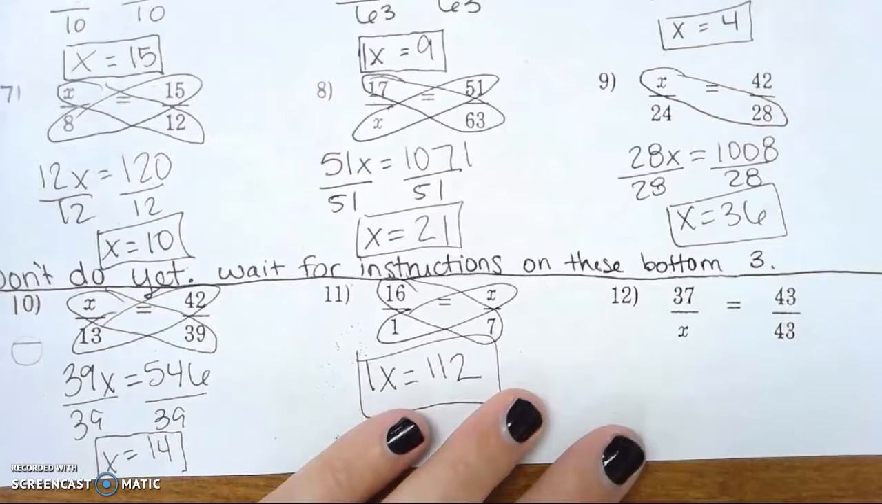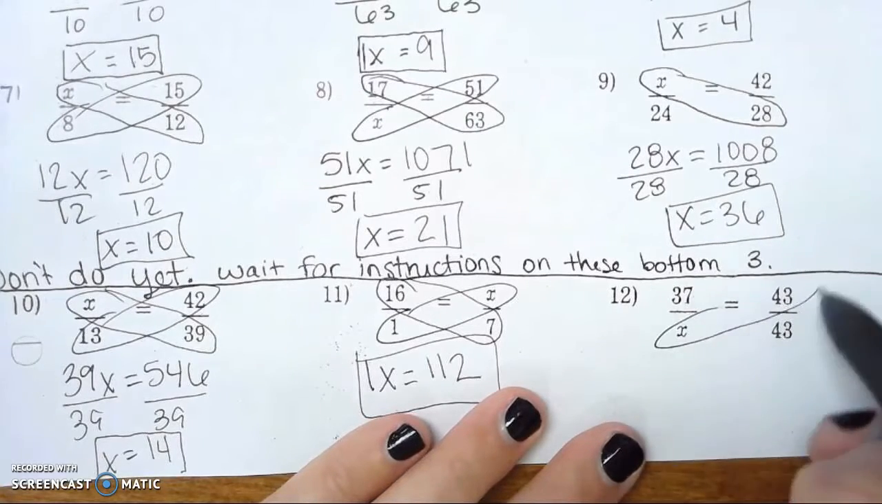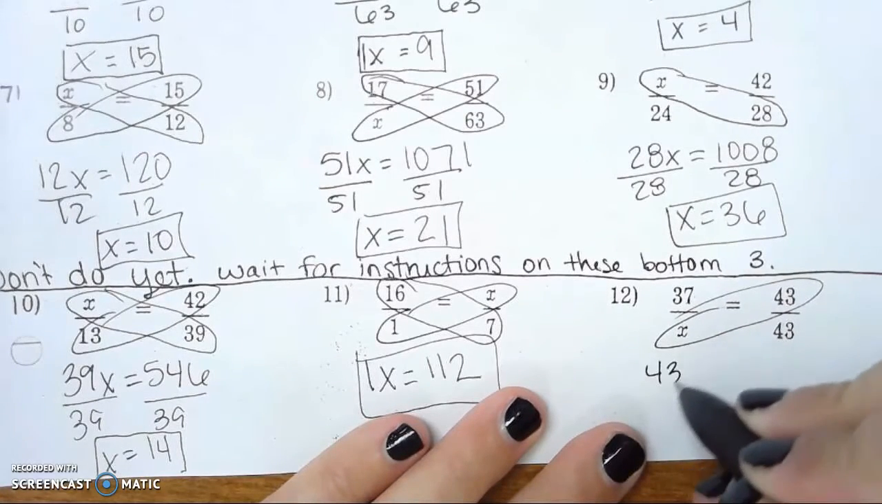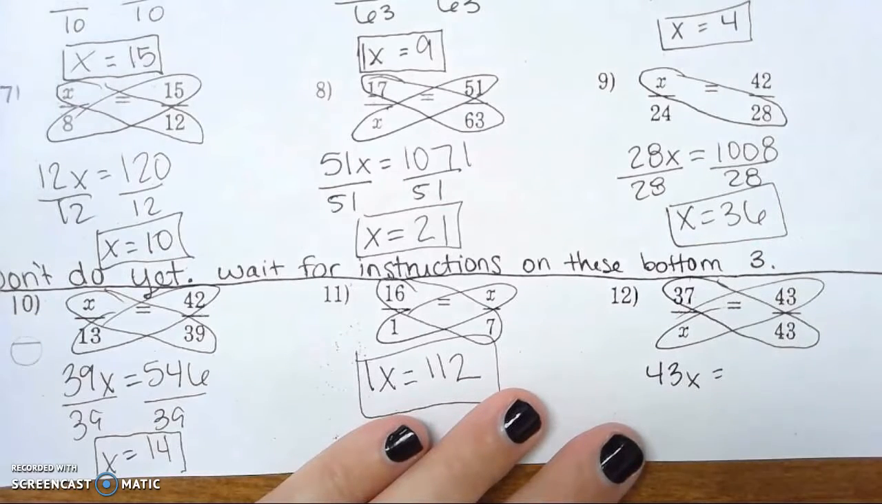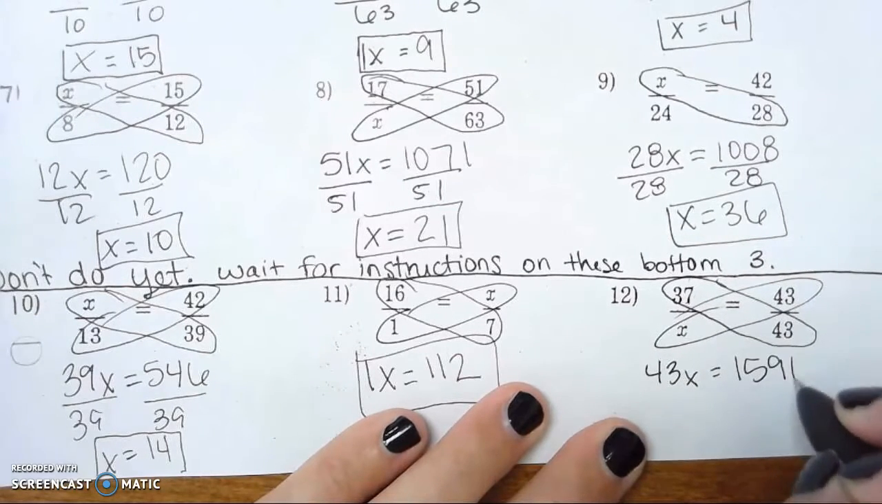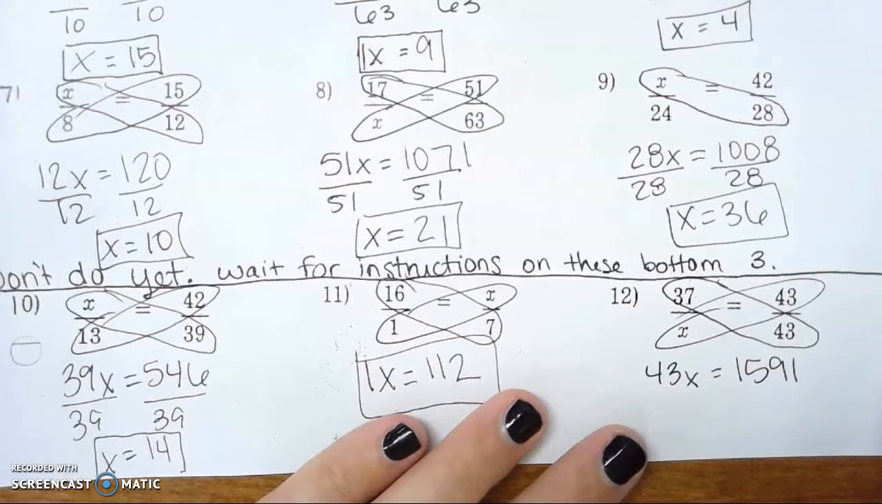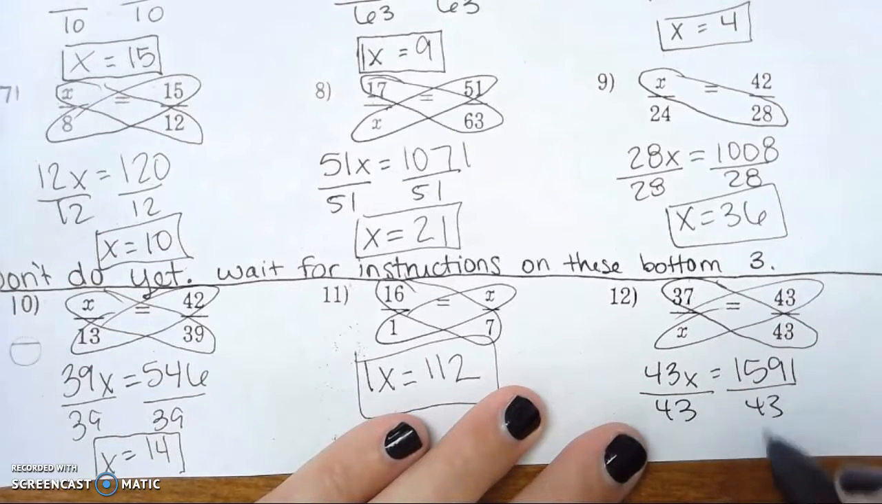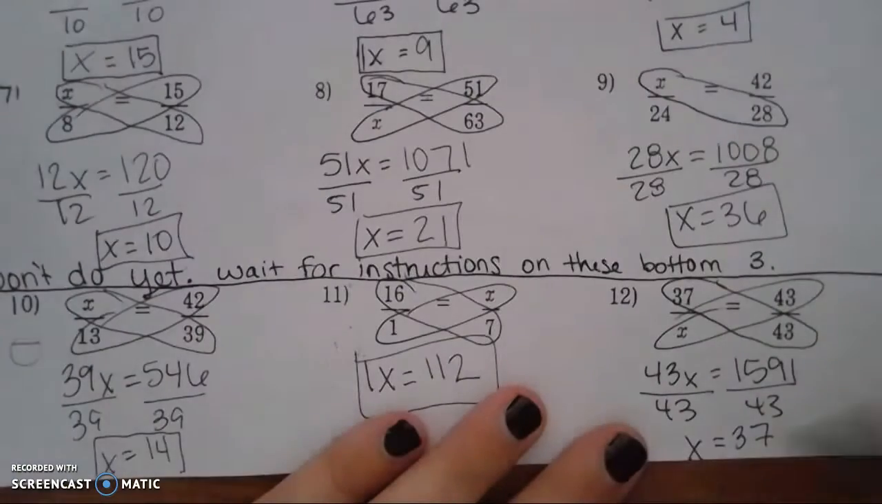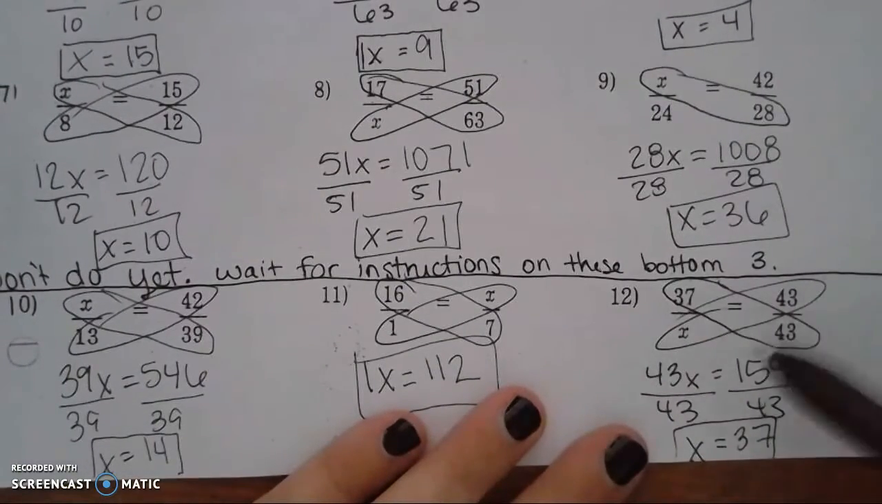And then the very last one, number 12, cross multiply. So 43 times x is 43x. And 37 times 43 gives you a value of 1591. So then your last step is to divide by 43 on both sides, and you would get a value of 37. Which makes sense, right?